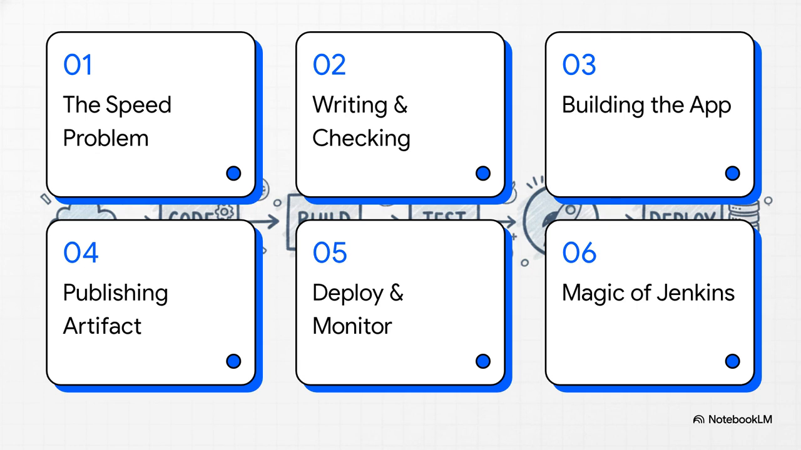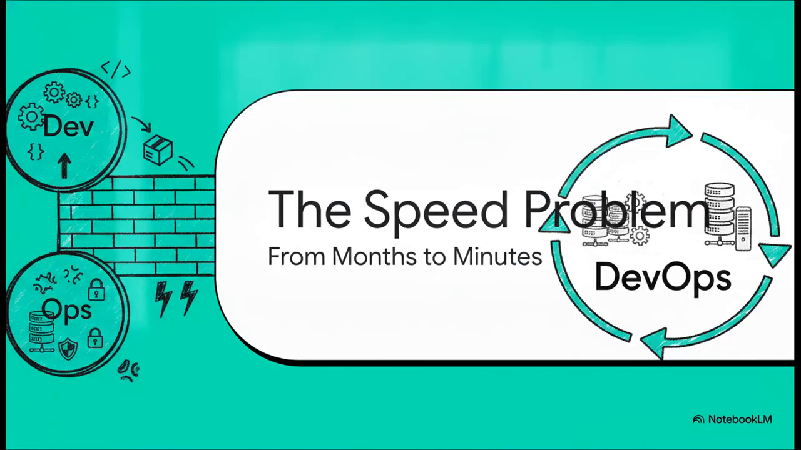Okay, so here's our roadmap for today. 1. The software speed problem. 2. Writing and checking code. 3. Building the application. 4. Publishing the final artifact. 5. Deployment and continuous monitoring. And 6. The magic of Jenkins. Let's get into it. First up, Section 1. The software speed problem, from months to minutes.